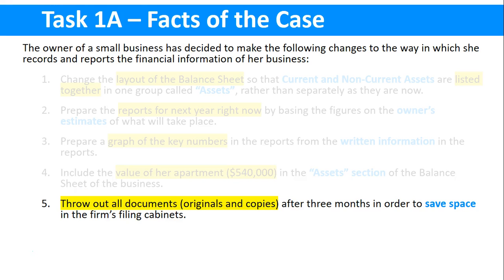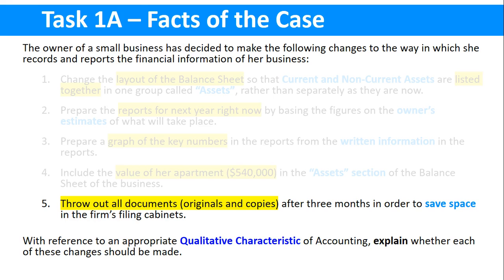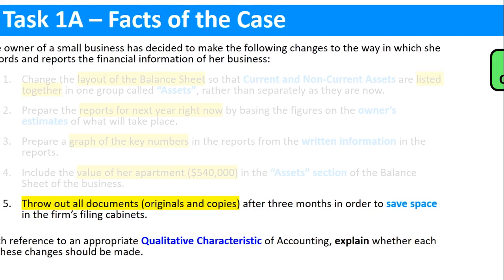And lastly, change number 5. She's going to throw out all documents, originals and copies, after 3 months in order to save space in the firm's filing cabinets. So what we've got to do with each of these changes is, with reference to an appropriate qualitative characteristic of accounting, explain whether each of these changes should be made.